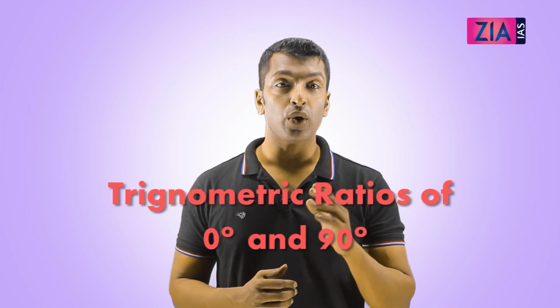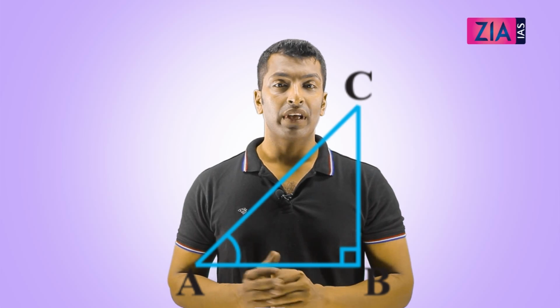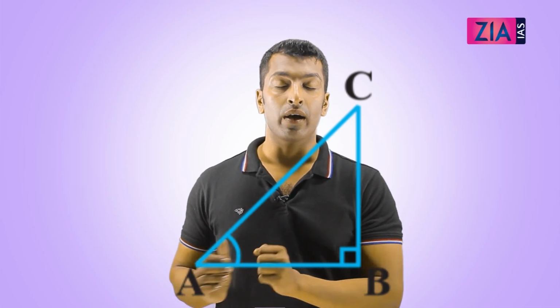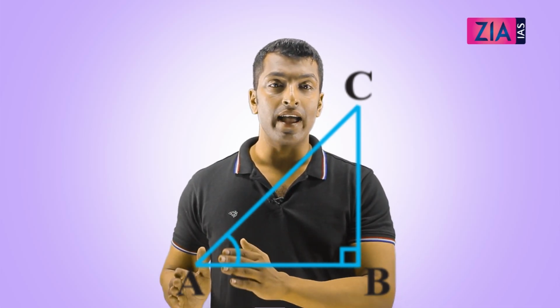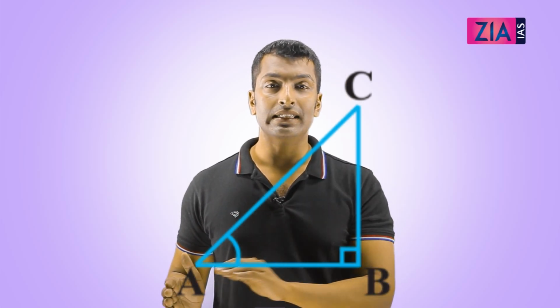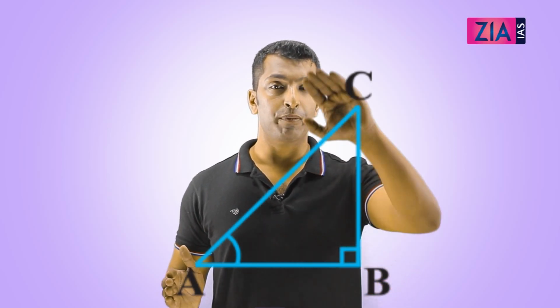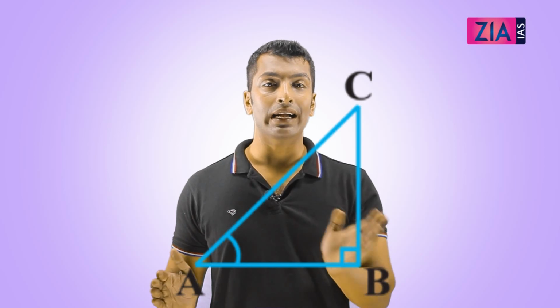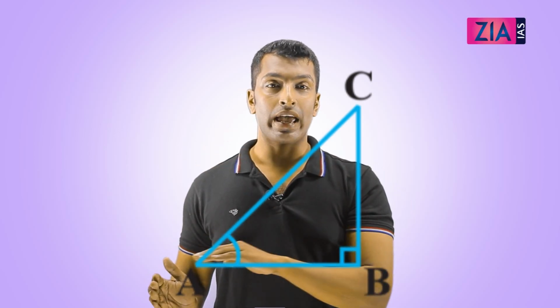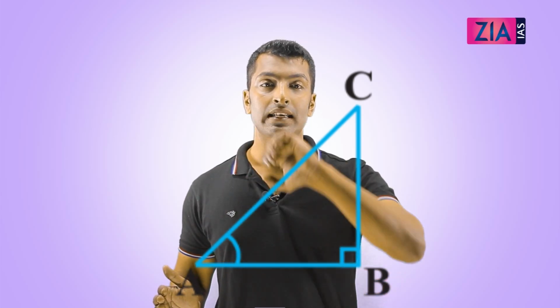Now we will see trigonometric ratios of 0 and 90. Let's take this triangle ABC. Let's take this angle A. With respect to angle A, what is the opposite side? The opposite side is BC. The adjacent side is AB. What is the hypotenuse? You can see it is opposite to the angle 90, that is AC. So AB is the adjacent side, BC is the opposite side, AC is the hypotenuse.